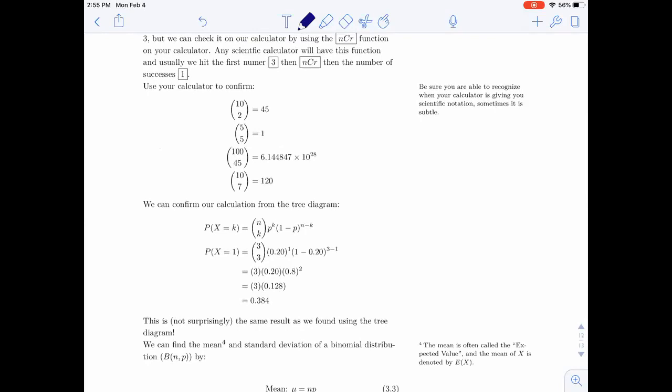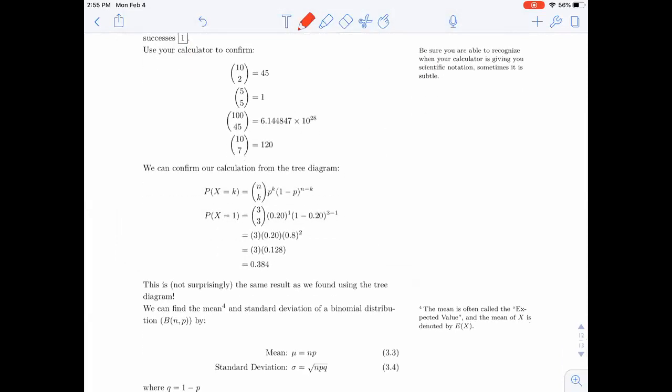Oh, look, a typo. I'll even do it in red for you guys. Where's the typo, you say? 3 choose 1. We wanted to know what's the probability of exactly 1 success. So K is 1.